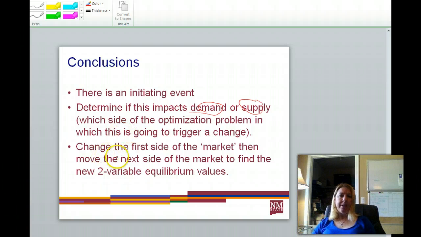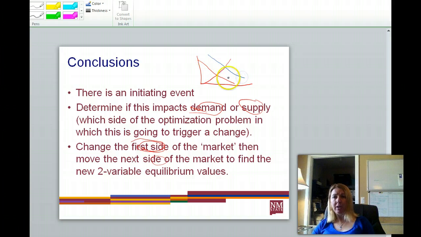And so then what you want to do is change the first side of the problem, which is where it happened. So if you had something that changed demand, you change the demand first. And then you move to the next side of the market to find the new equilibrium point. That's where we're just kind of stepping through that. So if we have an initial demand curve and an initial supply curve, and something changes, and let's say the something that changed was a taste and preference and demand happened to increase.